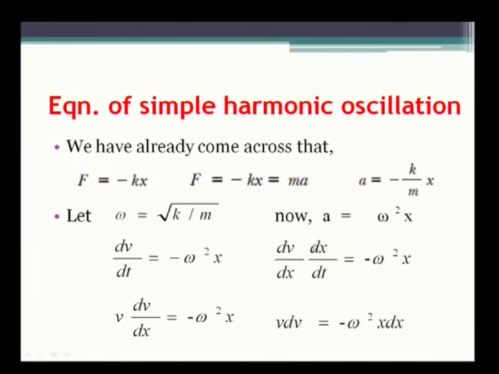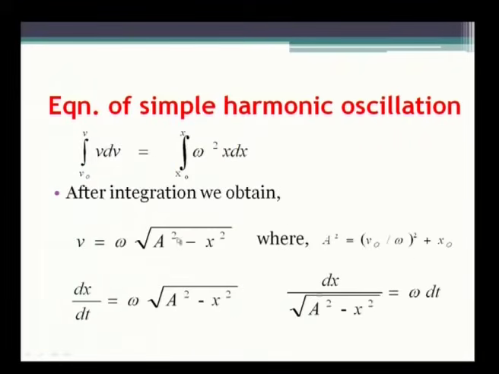The dv by dt can be written as dv by dx times dx by dt by the chain rule, and finally we separate the v terms and x terms on the two sides of the equation. At this point we can make use of the tool integration. When we integrate the two sides with the fixed limits, we get this expression for the velocity: v is equal to omega times the square root of a square minus x square.